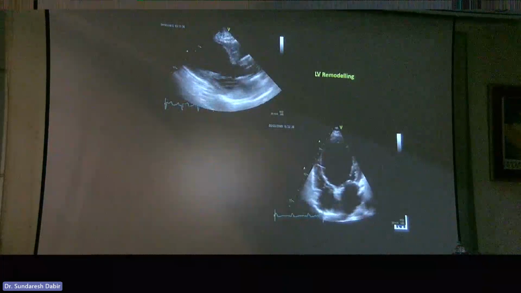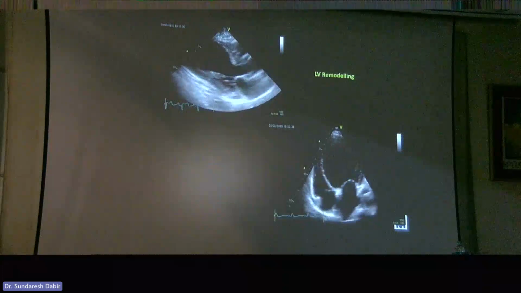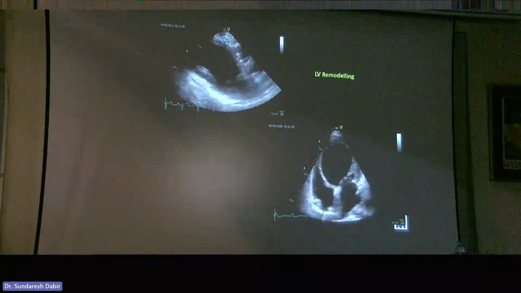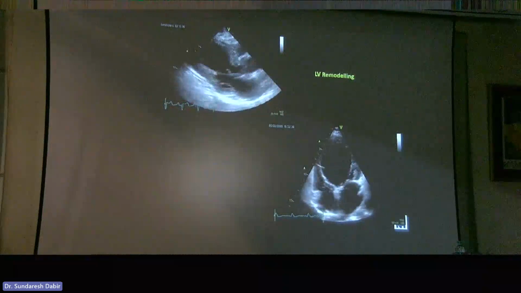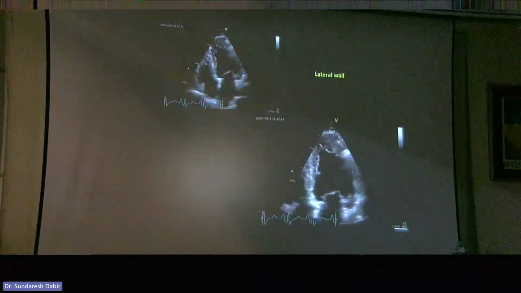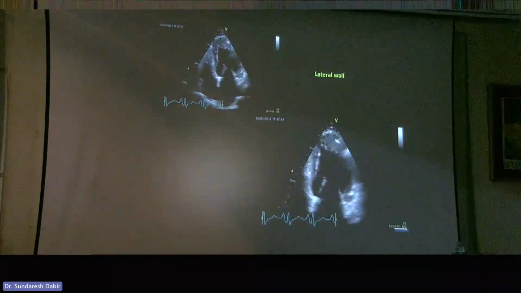And also look at the LV shape, and these are follow-up patients. So when they come later, you'll suddenly see that the LV is becoming more, it's lost its shape, it's lost its cylindrical shape, it's looking more globular. So you have to mention the shape also, saying that it is more globular, and this is called as LV remodeling.